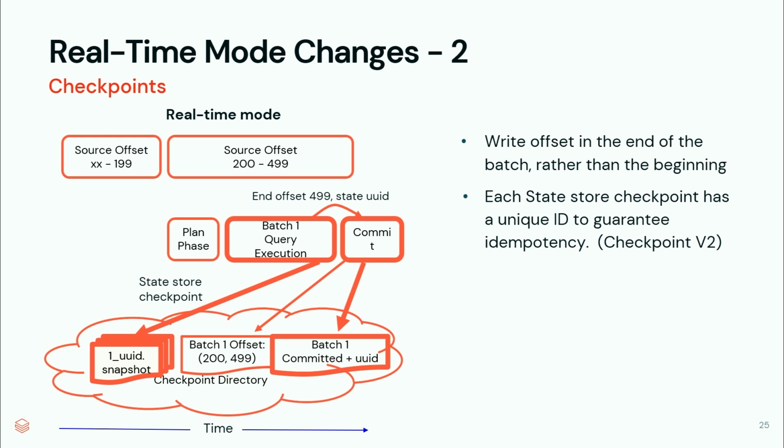Putting things together, we made some major changes to the checkpoint mechanism to make this possible. We changed the offset writing from the beginning of the batch to the end of the batch, and we also changed the state store checkpointing to have a globally unique ID, so that it could be attached to the actual commit. By the way, this one, which we call checkpoint v2, is also a good thing for micro batch mode, and in the future we will also make it the default for micro batch.